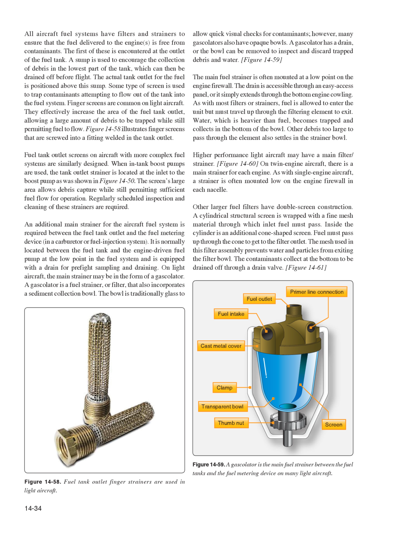Other larger fuel filters have double screen construction. A cylindrical structural screen is wrapped with a fine mesh material through which inlet fuel must pass. Inside the cylinder is an additional cone-shaped screen. Fuel must pass up through the cone to get to the filter outlet. The mesh used in this filter assembly prevents water and particles from exiting the filter bowl. The contaminants collect at the bottom to be drained off through a drain valve.